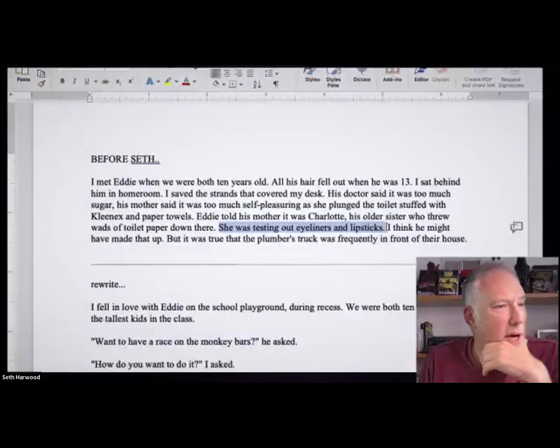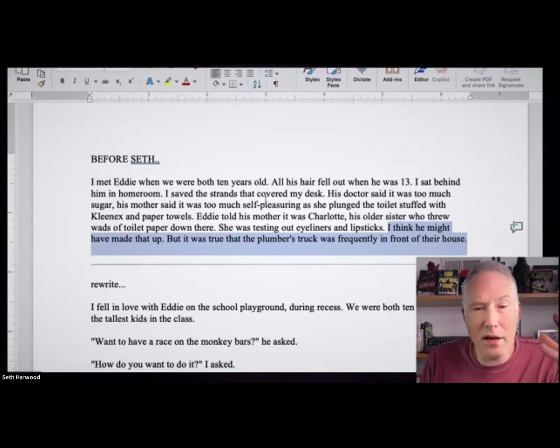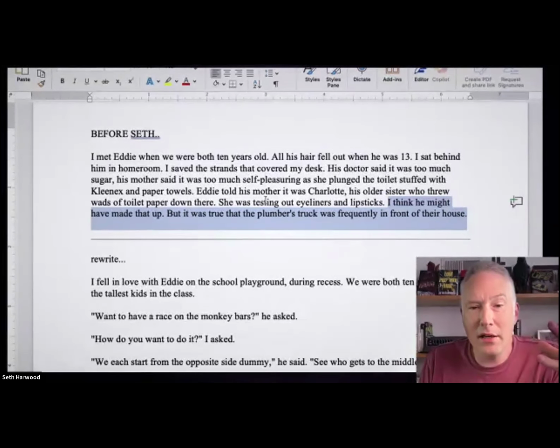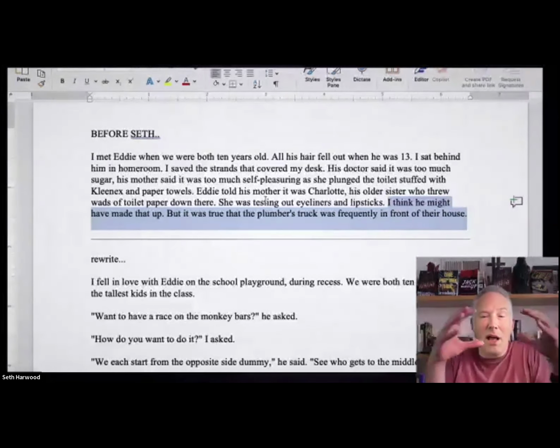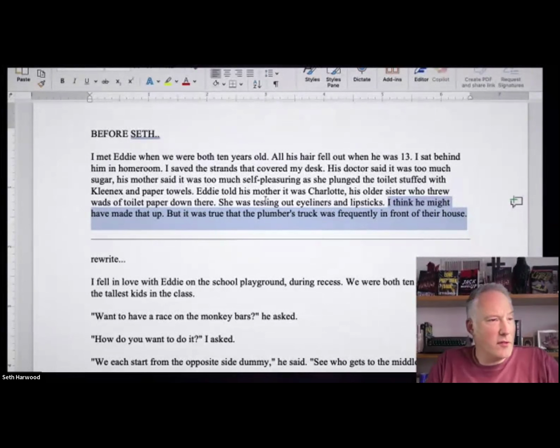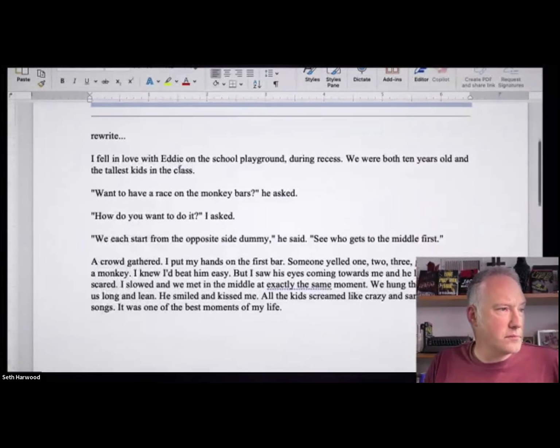"His sister was testing out eyeliners and lipsticks. I think he might have made that up, but it was true that the plumber's truck was frequently in front of their house." So there's a lot of telling here. I think summary comes across as telling because it's covering a lot of Eddie's life and the narrator's life in a very short amount of time, sometimes sentences. Here we've got a paragraph that really tells us a lot about what happened in this year in their lives. So let's look at the rewrite.